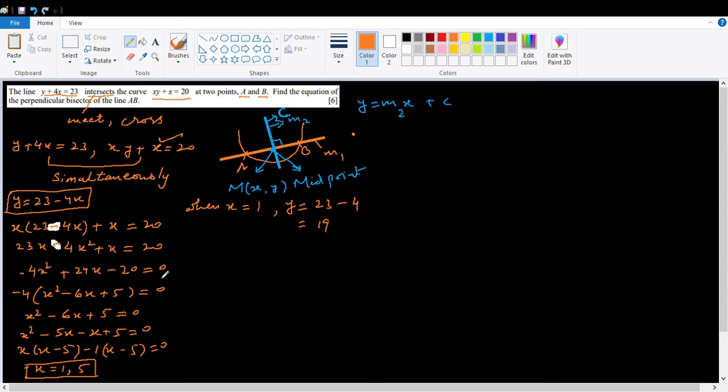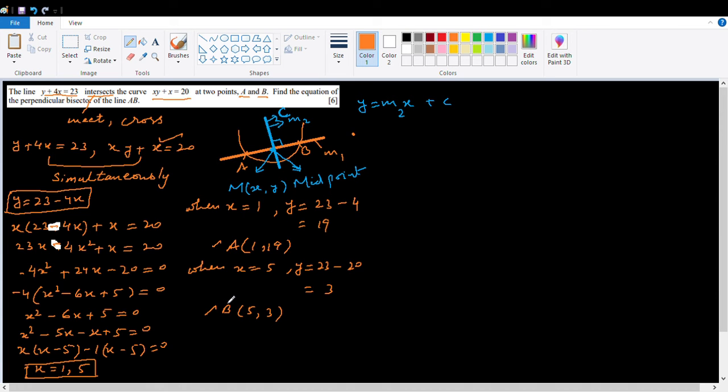So point A's coordinates let's take as 1 comma 19. Now when x is equal to 5, y is equal to 23 minus 4 fives, which is 20, and that will be equal to 3. So B is a point whose coordinates are 5 comma 3. So we have obtained the coordinates of A and B.